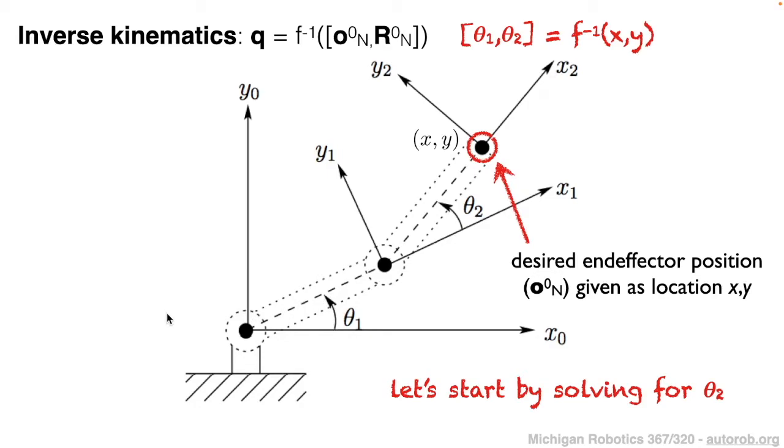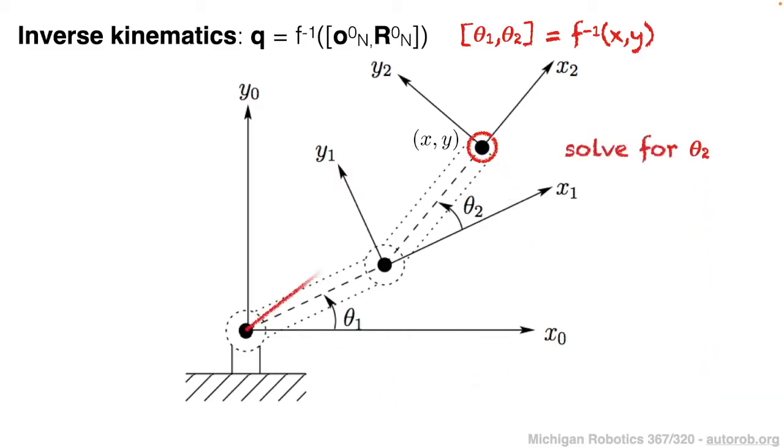Once again, in this setup, just like in the 1 degree of freedom case on the last slide, the input to our inverse kinematics routine is the x-coordinate and the y-coordinate of our desired end effector position, and from that, we're going to calculate theta 1 and theta 2. So let's see if we can work through calculating theta 2.